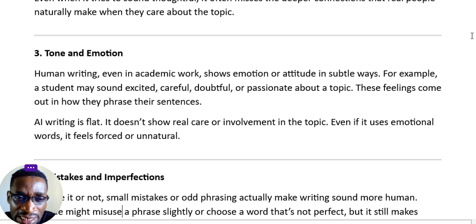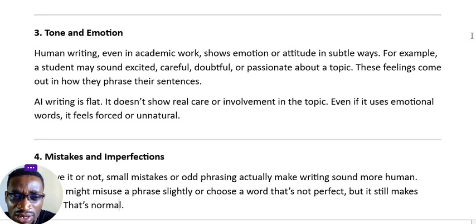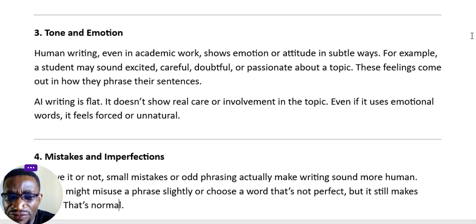You understand me? But it's not like that in AI, because the AI writing is simply flat. It doesn't show real care or involvement in the topic. Even if it uses emotional words, it feels forced or unnatural. Maybe some other time we are going to analyze this more seriously.